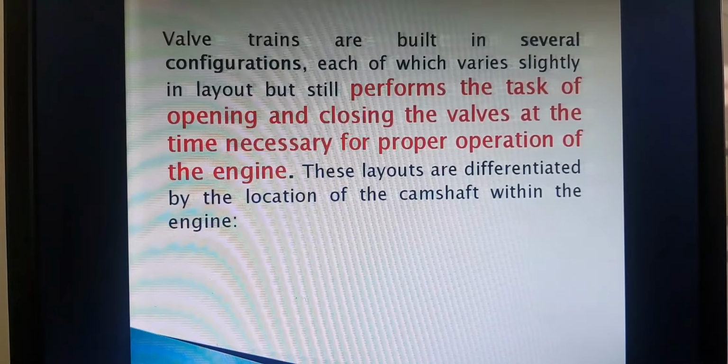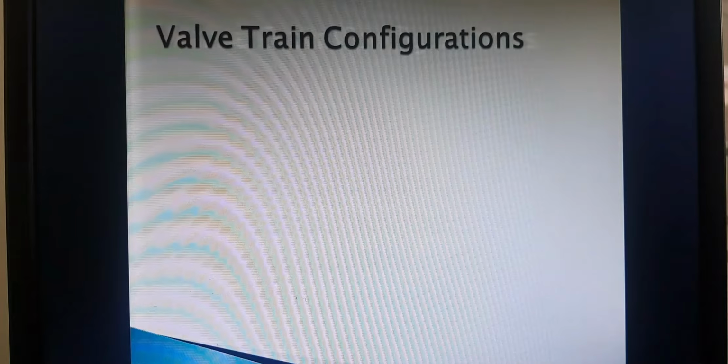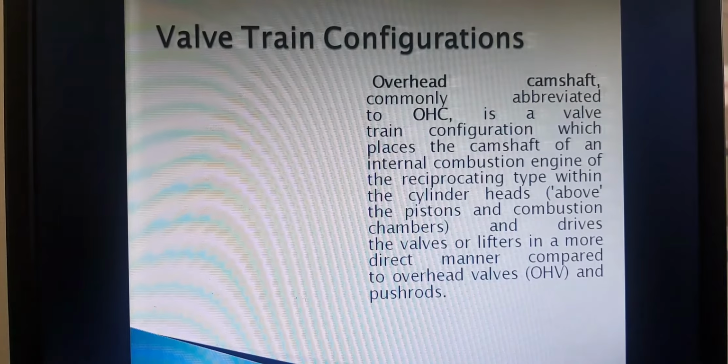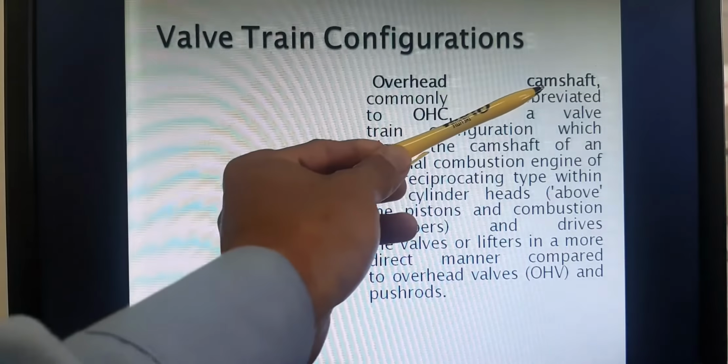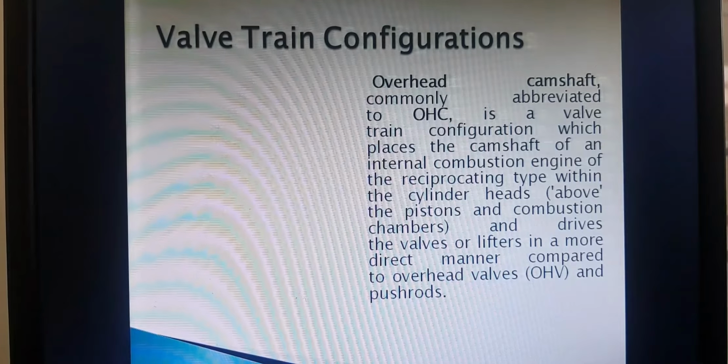Valve trains are built in several configurations, each of which varies slightly in layout, but still performs the task of opening and closing the valves at the time necessary for proper operation of the engine. These layouts are differentiated by the location of the camshaft within the engine. Okay, what are these configurations? We have the overhead camshaft, commonly abbreviated to OHC.